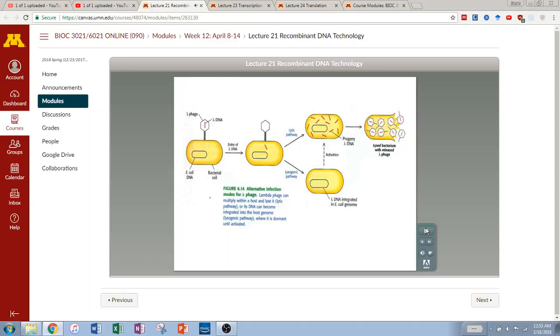When sufficient cell mass has been produced, environmental changes can induce the expression of the dormant viral DNA. Under these conditions, called the lytic phase, many copies of the phage are produced and cell lysis occurs. The phage can then be collected and the DNA extracted.